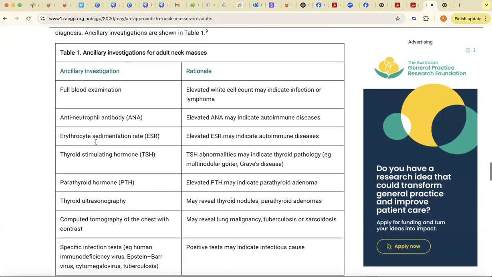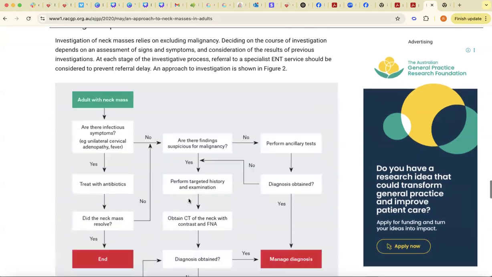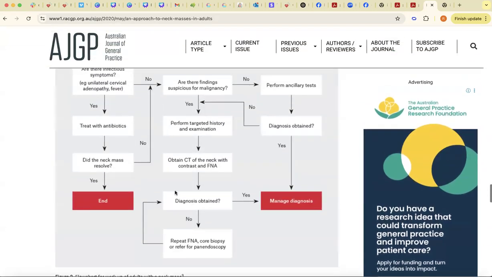And then there are lots of ancillary investigations. You can read it in your own time. It's not needed for me to discuss now.